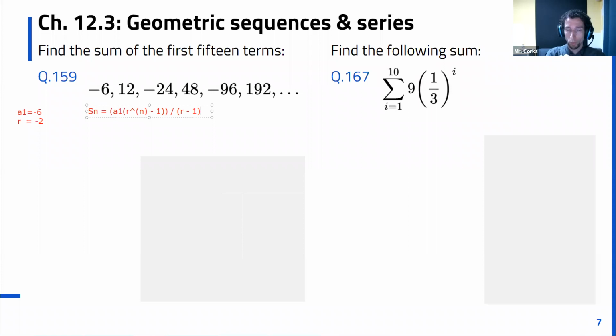So this version, where it's R to the exponent N minus 1 over R minus 1, is the slightly more convenient version of this. We can't mix and match though. If we have R to the exponent N minus 1 on the top, then we must have R minus 1 on the bottom. We can't just switch half of them. That changes the math. Okay, so we have all the parts and we just put them into our formula.